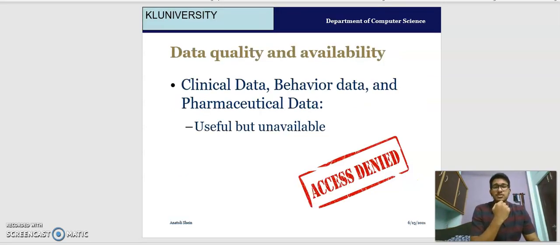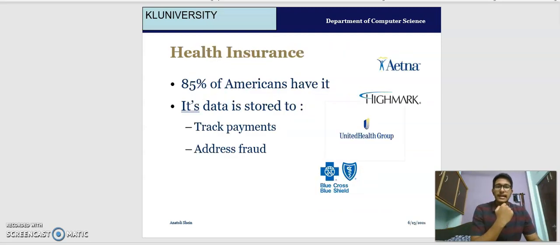Coming to data quality and availability: clinical data, behavior data, and pharmaceutical data are useful but unavailable. Why are these unavailable? Because we need to gain the proper certificates for that. Health insurance: 85% of Americans have it. It is data stored to track payments and address fraud.